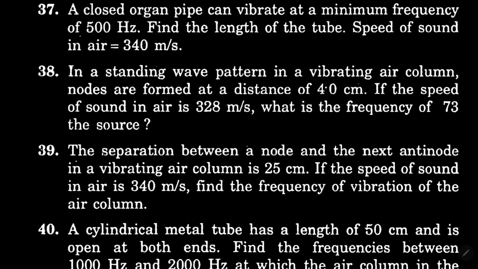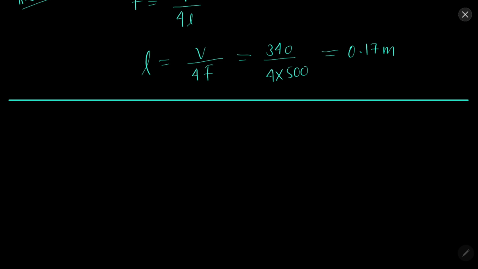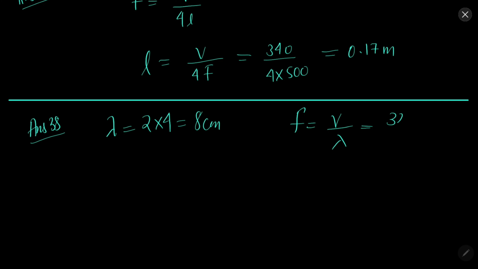In 38, we have a standing wave pattern. What is the frequency of the source? Solution 38. So the wavelength is 2 into 4, that is 8 centimeter. Then the frequency will be velocity over wavelength, 328 over 8 into 10 to the power minus 2, because it has to be in meters. So the frequency will come out to be 4.1 Hertz.